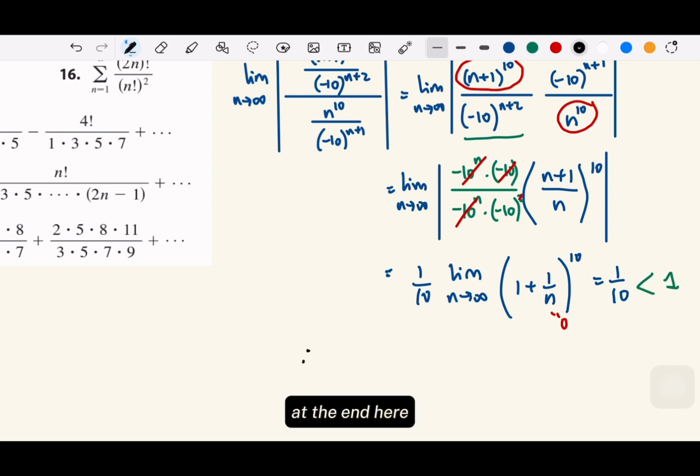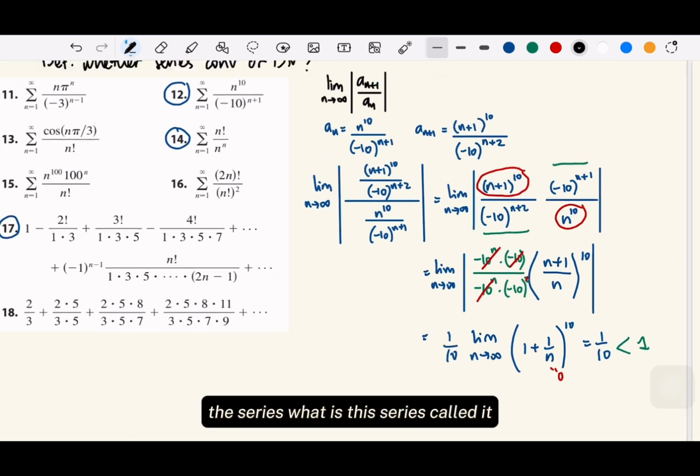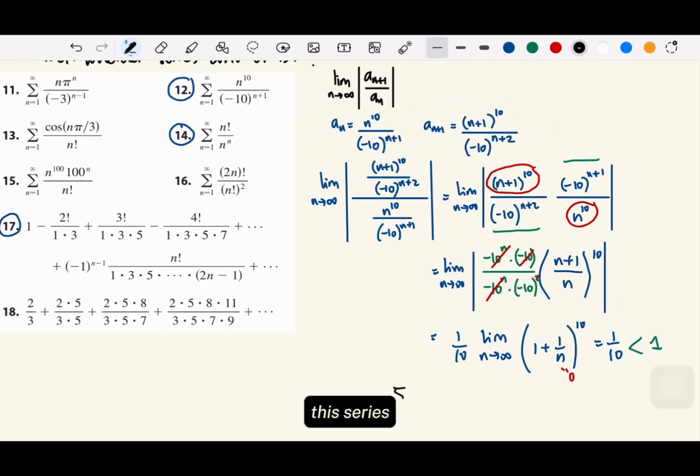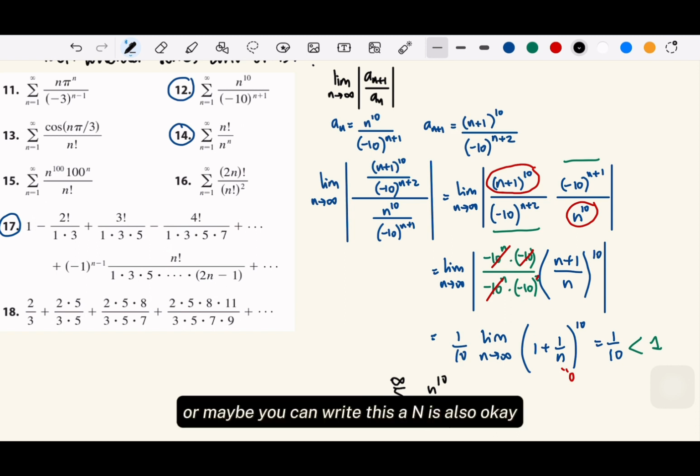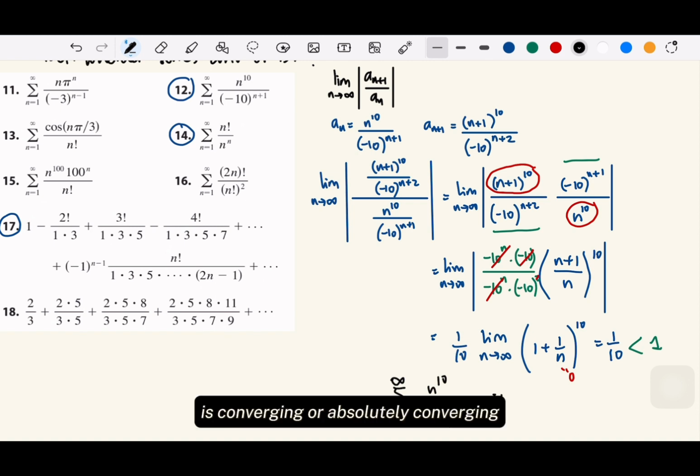So at the end here, the series, what is this series? I forgot. This series, you can write the whole thing, or maybe you can write this a_n is also okay, because you already defined what is a_n at the beginning. Is convergent or absolutely convergent.